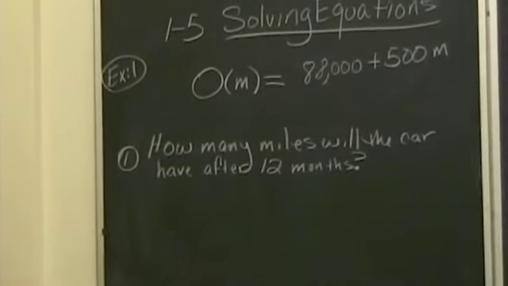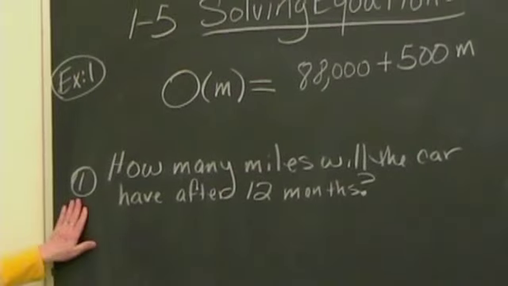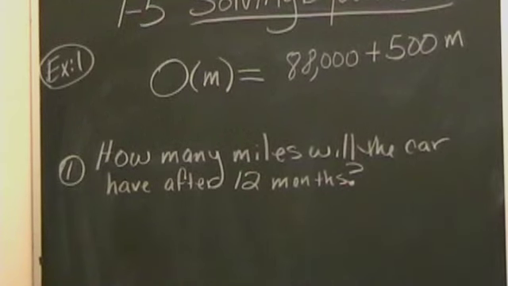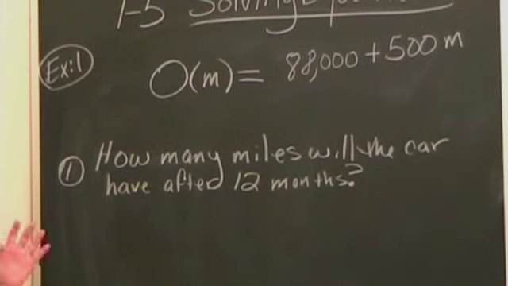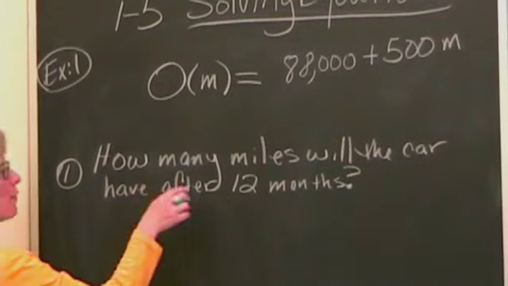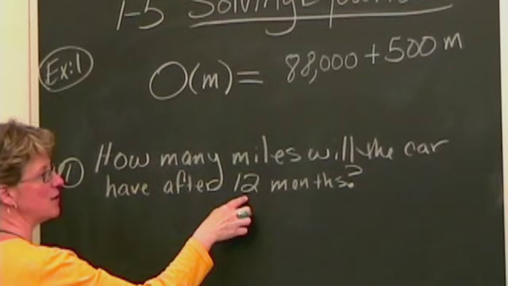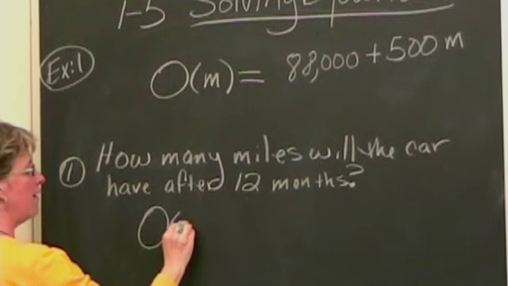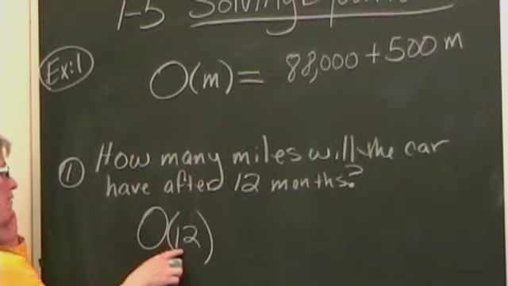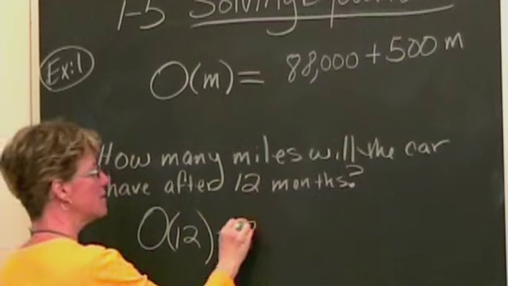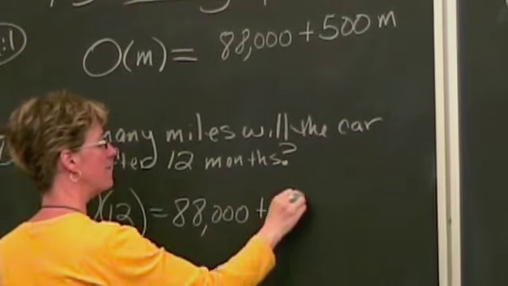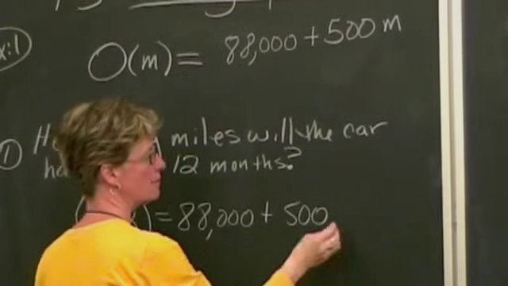All right, so we have two questions here. First question, how many miles will the car have after 12 months? So he owns it for a year. What's the odometer reading going to be? Very, very simple. We're going to go ahead and substitute in 12 for the argument M. So the odometer reading of 12 months, O of 12, is going to be equal to 88,000 plus 500 times 12.